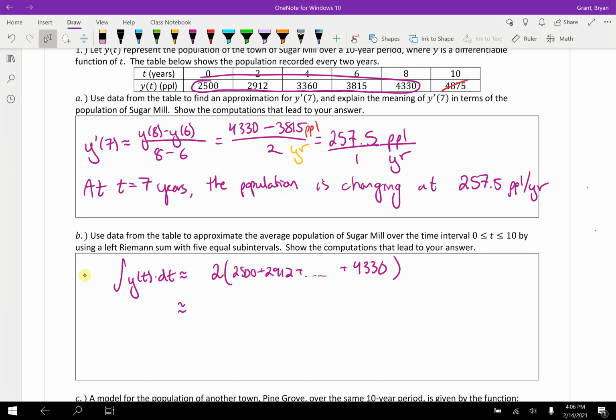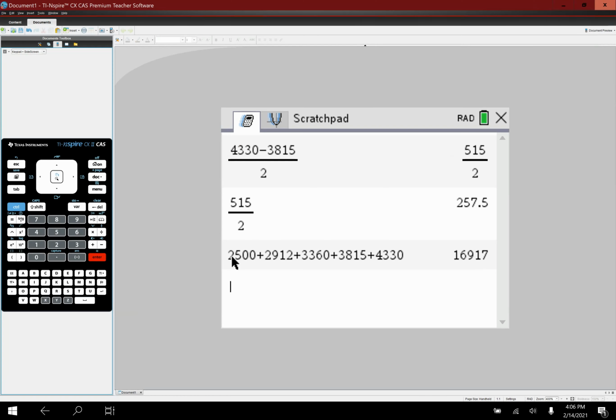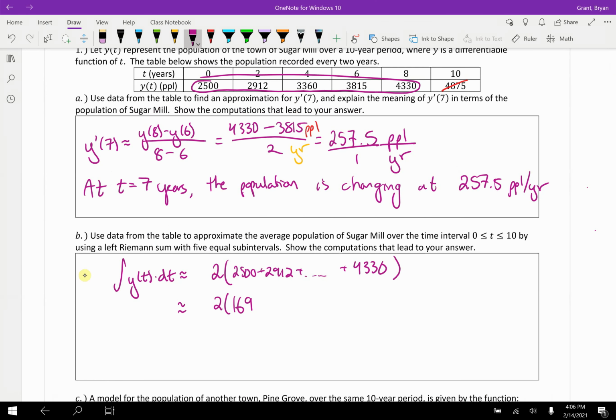Now, when you do all of this on your calculator, and I went ahead and just kind of paused the video just to get everything done, I got 16917. Awesome. And then you can multiply that by 2, and you'll get your final answer. Or is it our final answer? Let's take a look at these units really quickly.